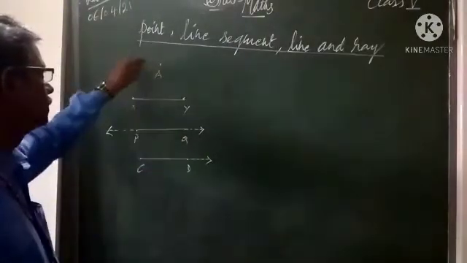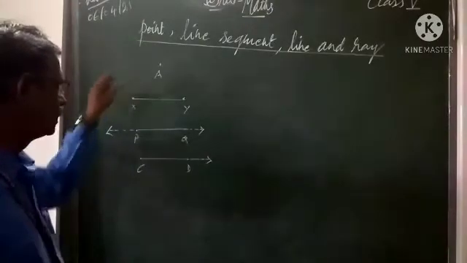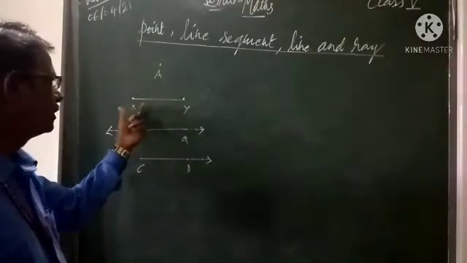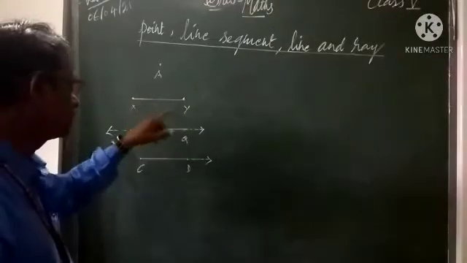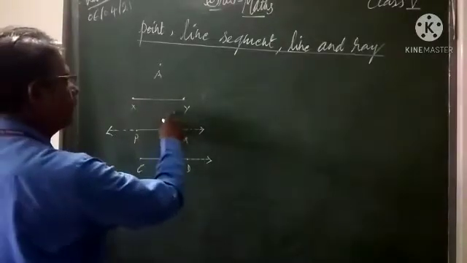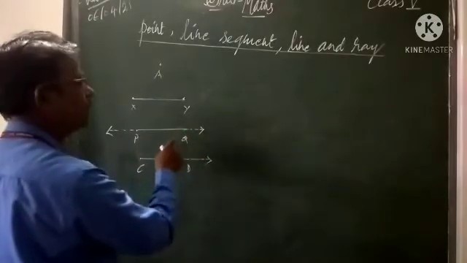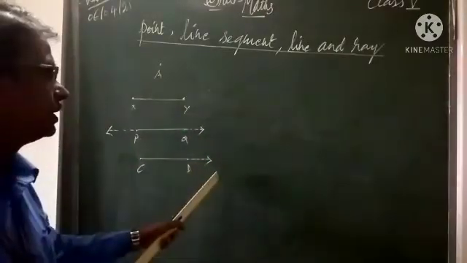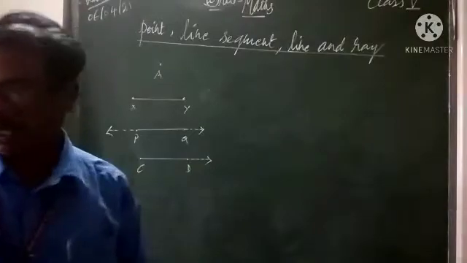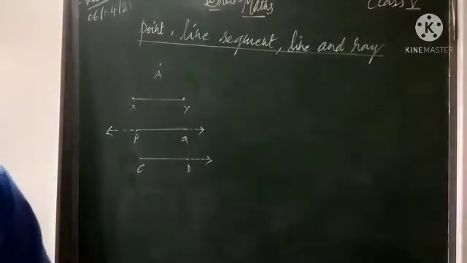Ray. So understood? A dot, simple dot, is called a point. If 2 points are given and we draw a straight line, it should be straight. That is called a line segment. And if on both sides an arrow is present, 2 arrows, then it is called a line. And if only one arrow is present, then that is called what? Ray. Understood?